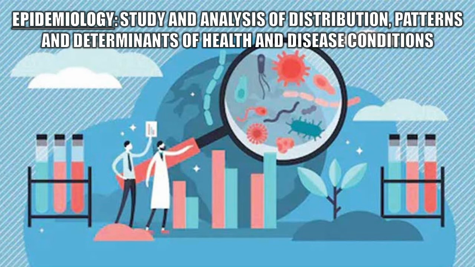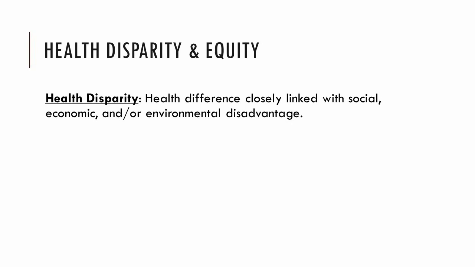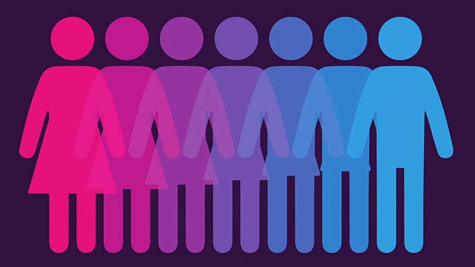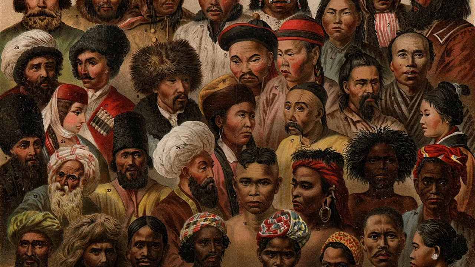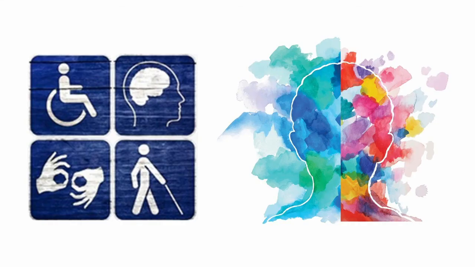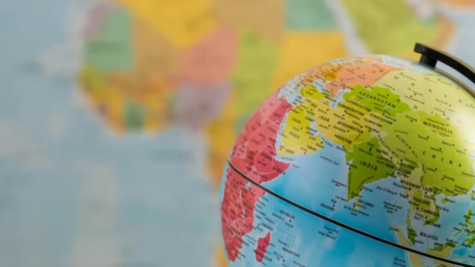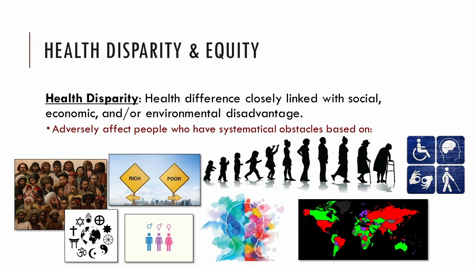One major goal of epidemiologists is to understand groups or communities that face specific health challenges based on social, economic, and/or environmental disadvantages, also known as health disparities. This could include age, sexual orientation or gender identity, socioeconomic status or SES, racial or ethnic group, religion, cognitive, sensory, or physical disability, geographic locations, or other characteristics historically linked to discrimination or exclusion, thus creating systematic obstacles in healthy living.